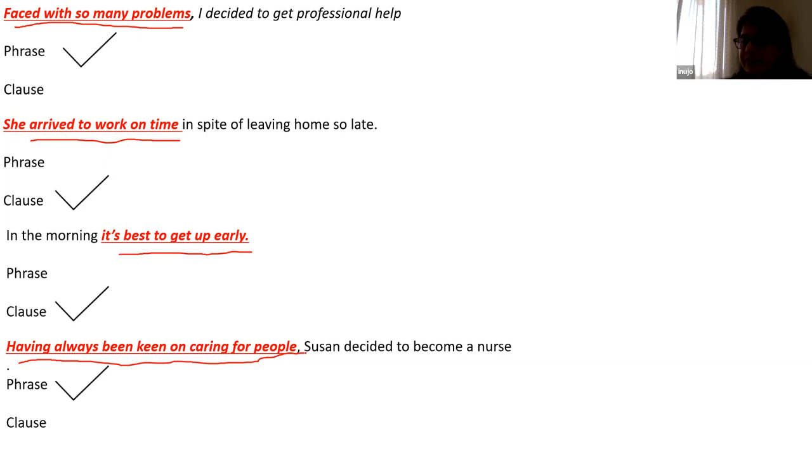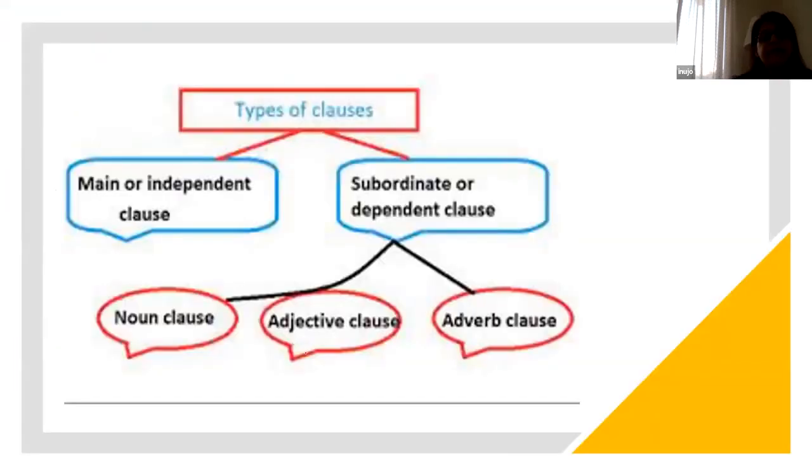So, when there is no complete meaning, or there is no subject or verb, that is called a phrase. When there is a subject and verb component, that is called a clause. And a clause, mostly an independent clause, has a complete meaning. All right. Now let's go to the next one.